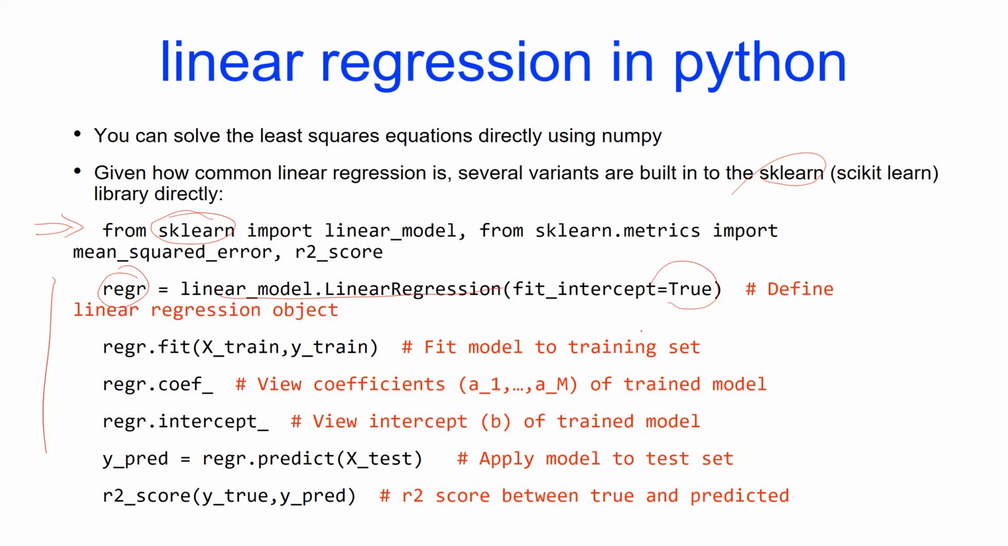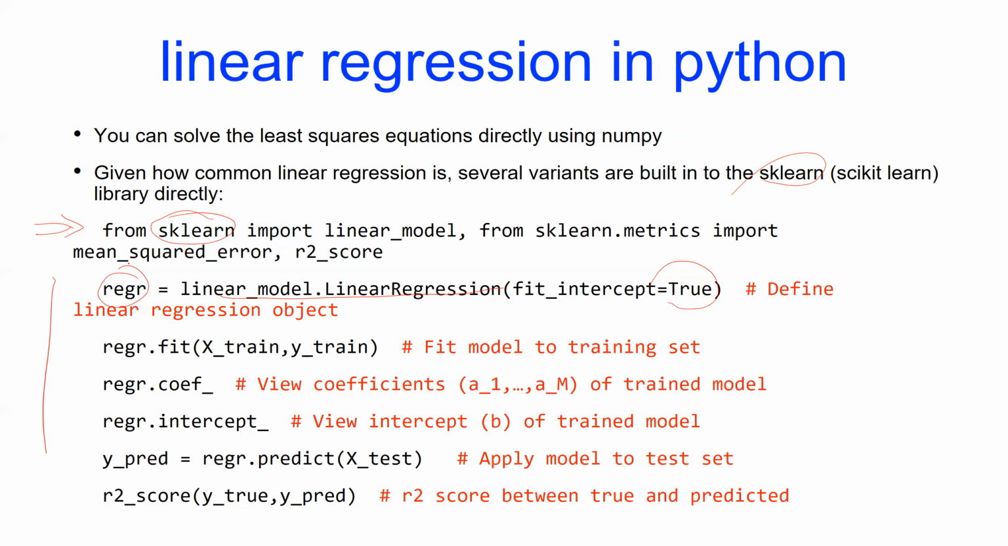There's one parameter called fit_intercept equal to True. That means you want to have B. As I mentioned, when you have AX plus B, the B allows you to move your linear model up and down, which makes your model much more powerful.